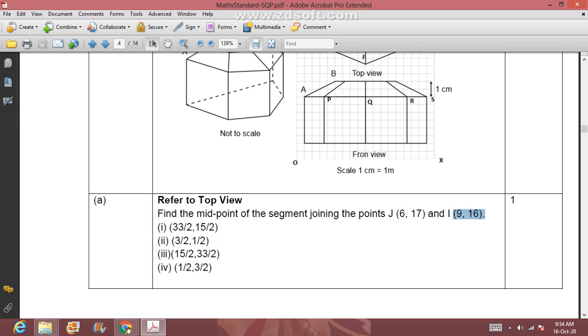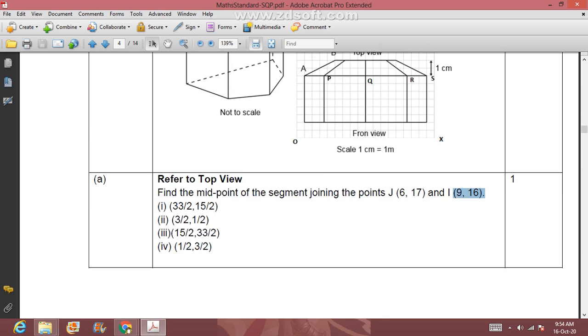As and when explanation or solving is required, at that place you have to solve it. So use the midpoint formula and find the answer. Very easy answer. Very easy question.